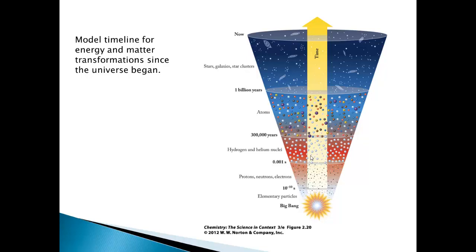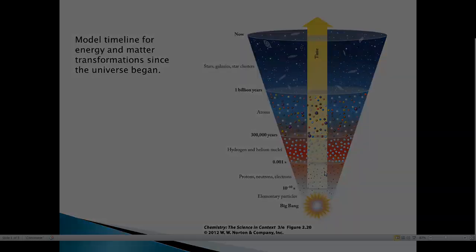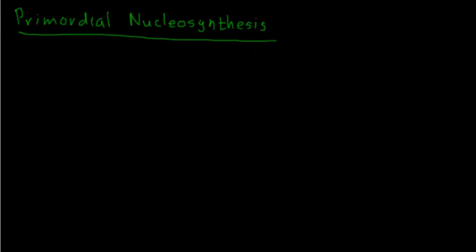So let's step over to my digital chalkboard, and we'll take a look at how primordial nucleosynthesis happens. So nucleosynthesis is just the name that chemists and physicists use for the process by which particles fuse together to make the nuclei of different atoms. So we're going to talk first about primordial nucleosynthesis.